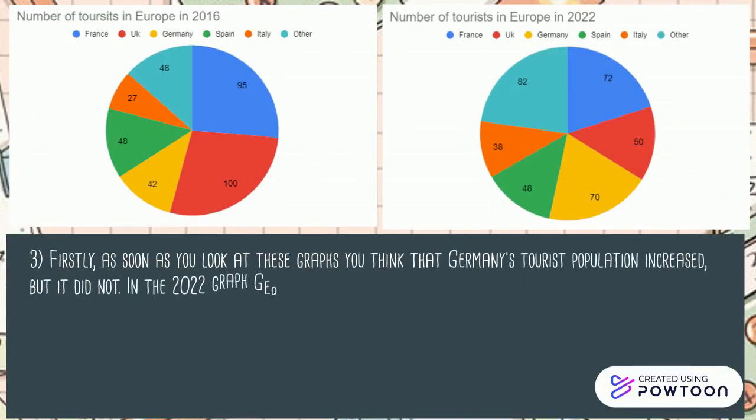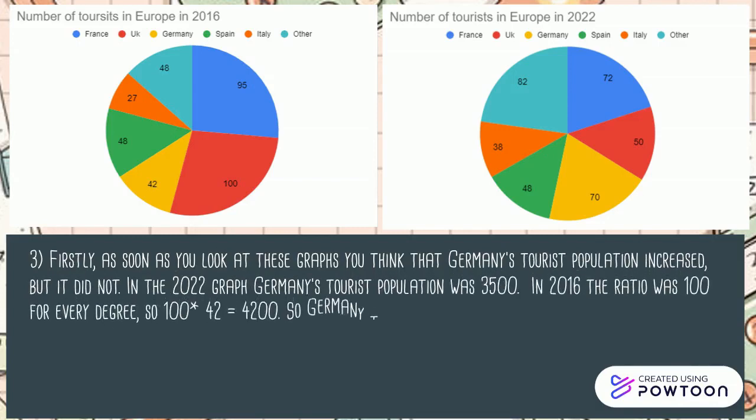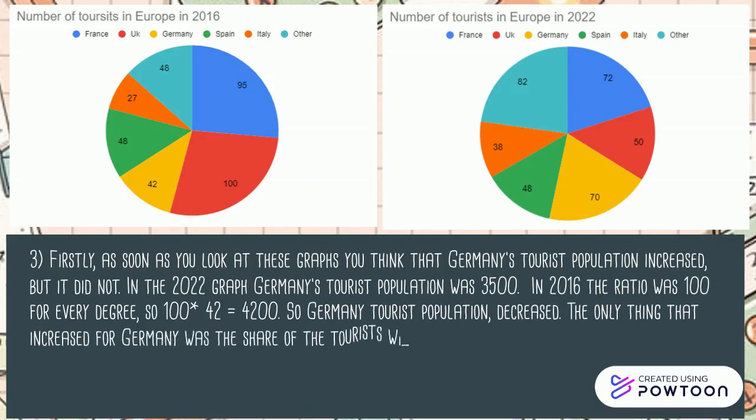Firstly, as soon as you look at this graph, you think that Germany's tourist population increased, but it did not. In the 2022 graph, Germany's tourist population was 3,500. In 2016, the ratio was 100 for every degree, so 100 times 42 is 4,200. So Germany's tourist population actually decreased.